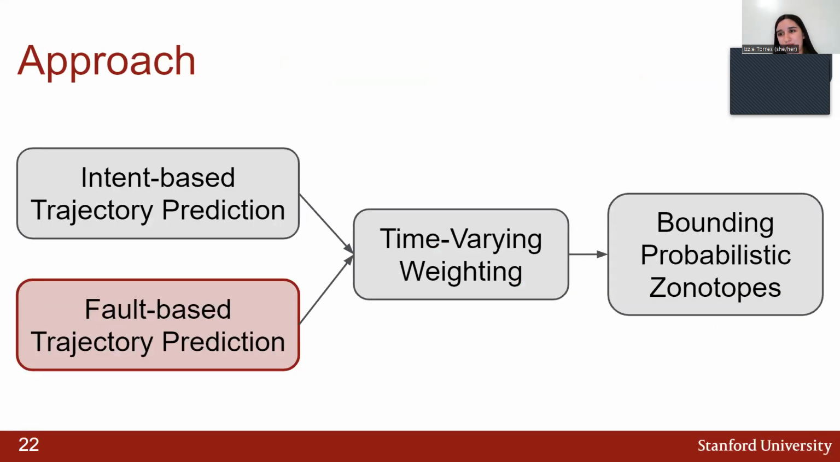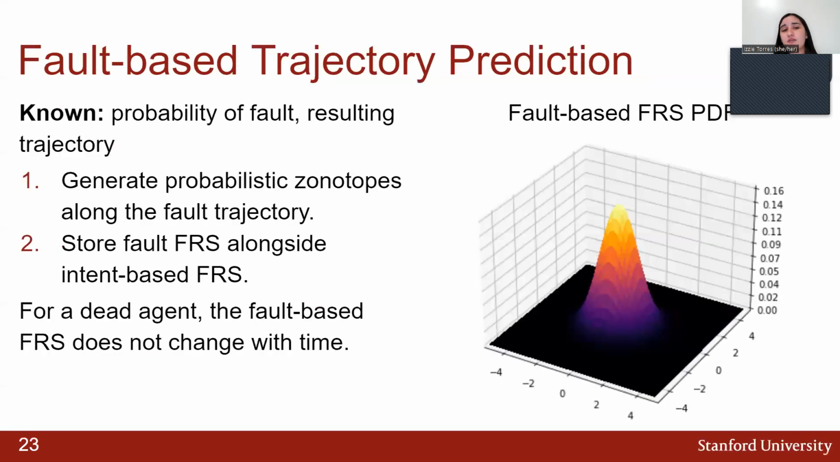Next, I'll get into fault-based prediction, which follows somewhat of a similar approach. We now know the probability of a fault and the resulting trajectory. We will mainly focus on the case of just a dead agent. And so the trajectory is just not moving. Again, we generate probabilistic zonotopes in this case at its last known location. We then store this forward reachable set alongside the intent-based forward reachable set.